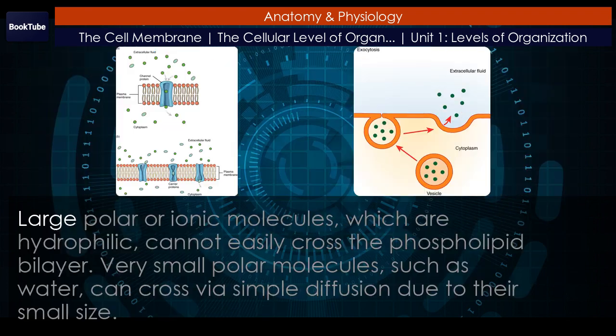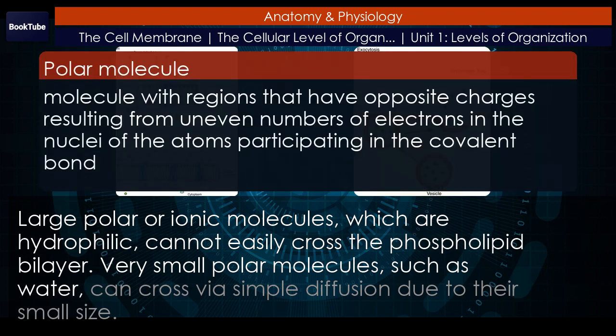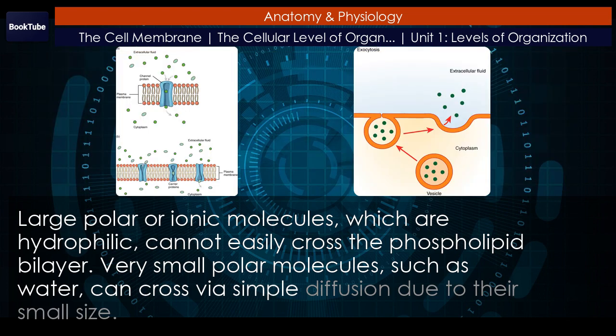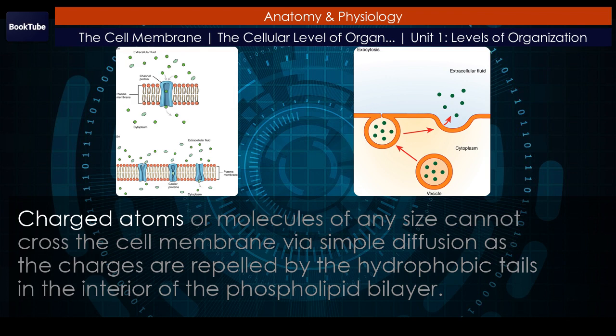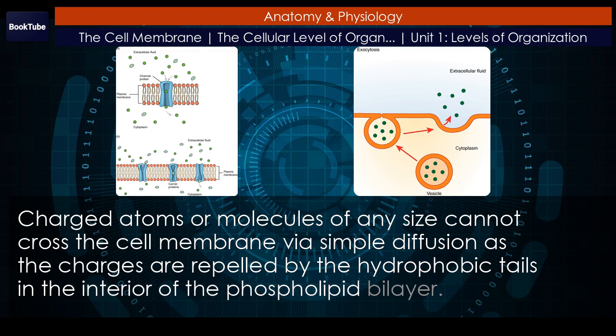Figure 4. Large polar or ionic molecules, which are hydrophilic, cannot easily cross the phospholipid bilayer. Very small polar molecules, such as water, can cross via simple diffusion due to their small size. Charged atoms or molecules of any size cannot cross the cell membrane via simple diffusion as the charges are repelled by the hydrophobic tails in the interior of the phospholipid bilayer.